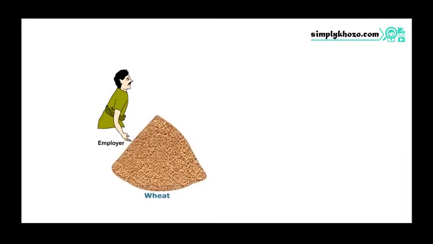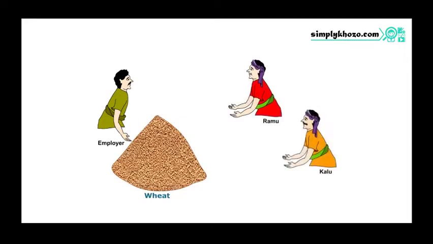The employer had a pile of wheat to distribute among the workers in the ratio of the work done by them. He had two workers, Ramu and Kalu. Ramu worked for 3 hours and Kalu worked only for 2 hours. Now when the time of payment comes, the employer calculates the number of hours worked by both the employees. So now the total number of hours worked is 5 hours.